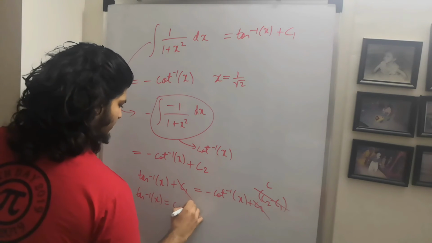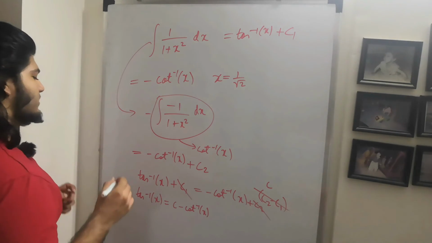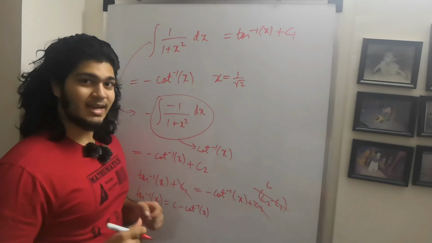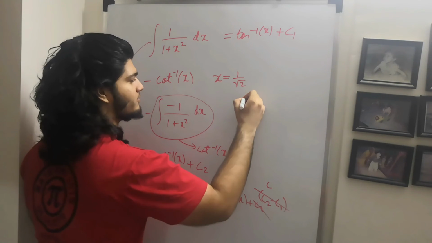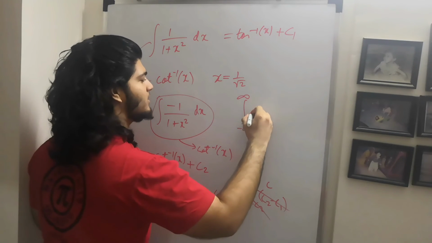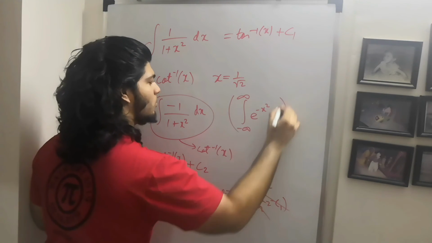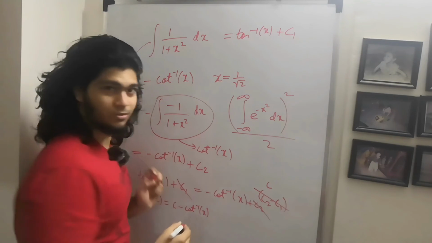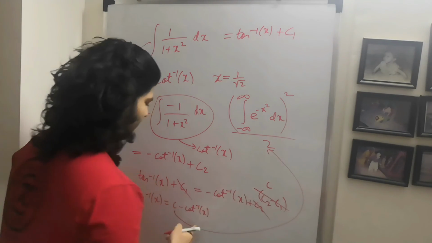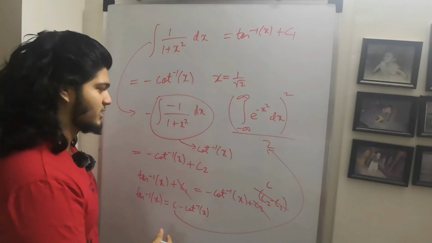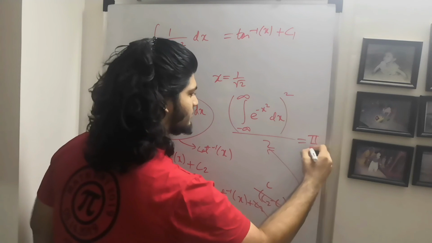is equal to c minus cotangent inverse of x, and this c is actually the Gaussian integral, which is a negative integral from negative infinity to infinity of e to the negative x square dx whole squared over 2. This is c. If you put c equals this, then this equation holds, and this is actually better known to the public as pi over 2.